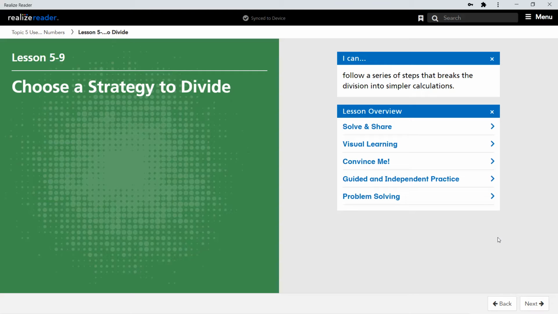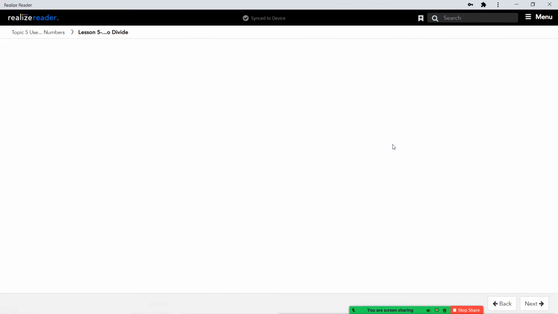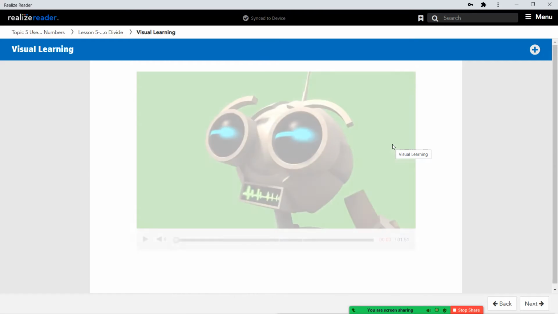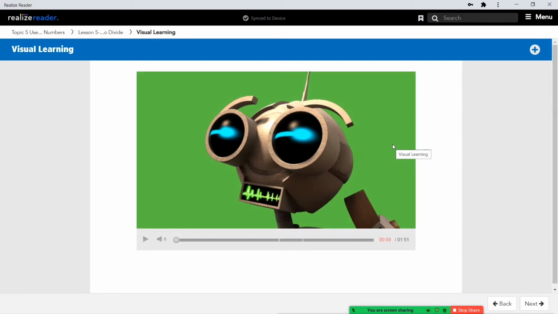Now, what we're going to be doing in this lesson is reviewing all of the different techniques and strategies that we've used and learned so far to help us solve division problems. And we're going to put them all together so that when we come across a division problem, we can look at everything that we've already learned and decide which one is going to be best for us in that particular question. So let's watch our short lesson video and then we will get started with our notes.